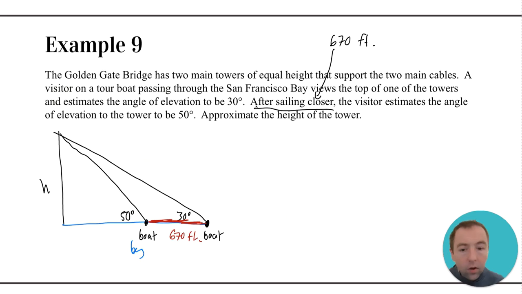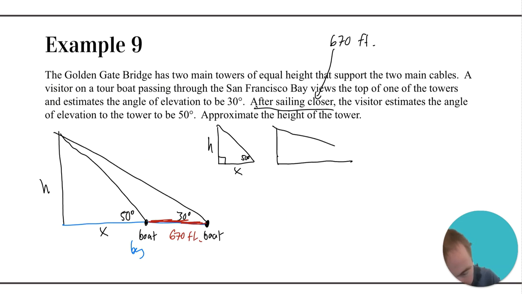Okay. So what's kind of key to recognize here is we do have two different right triangles existing in this. We do have this right triangle here that has a 50-degree angle and a right angle right here, where this side right here is h. But then this side down here, we don't really know what that is, so I'm just going to call it x, okay? And then we do have a right triangle that's a little bit longer that has the 30-degree angle in it. And it still has a height of h, that's the height of the tower, but now the base right there is going to be that distance of x plus the 670 feet that the boat moved closer. So this would be a distance of x plus 670, right?